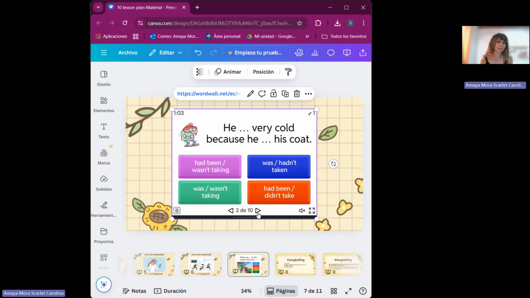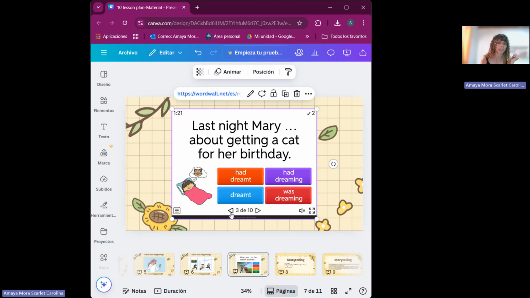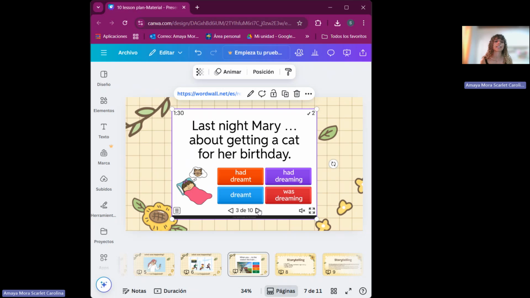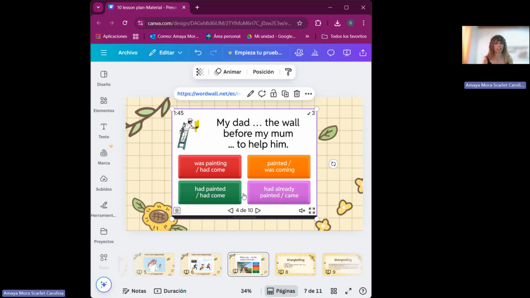The next one: he was very cold because he hadn't taken his coat. Again, here the correct answer is that he was very cold because he hadn't taken his coat. Then: Last night, Mary thought about getting a cat for her birthday. This could be a little difficult, but that is correct because it's a past simple in British English.